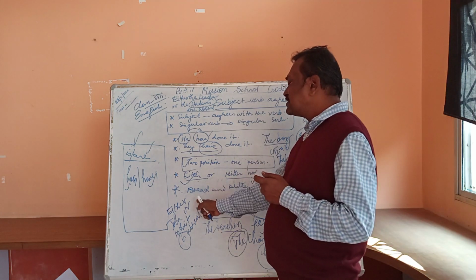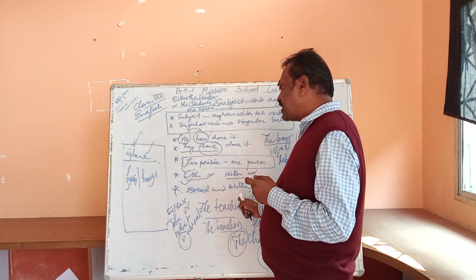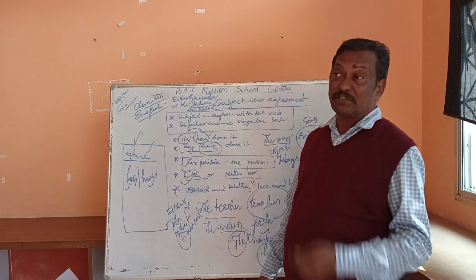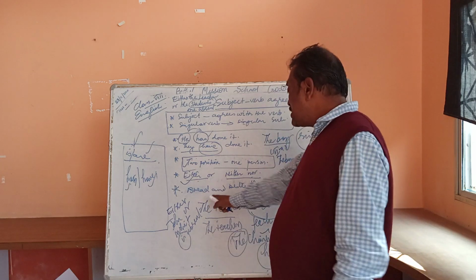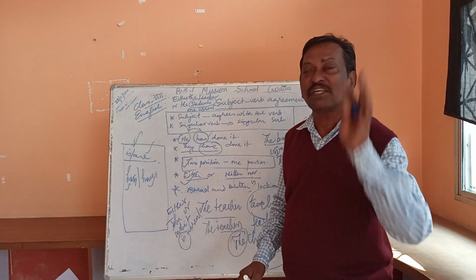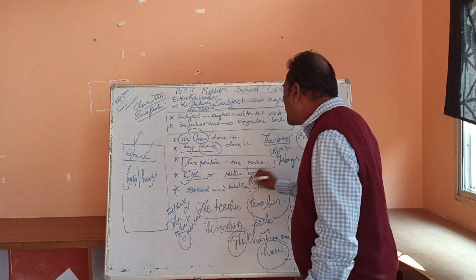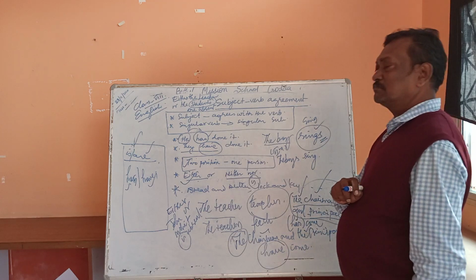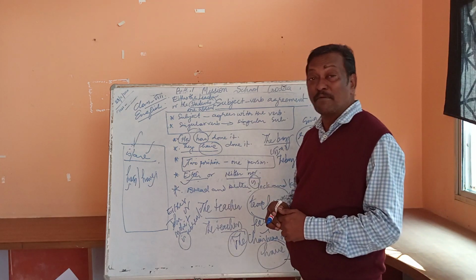Don't think that bread is a singular subject and there is butter which is another subject. Don't take them to be two different subjects. They appear to be two, but in fact they are one. So bread and butter is my food. Not bread and butter are my food.